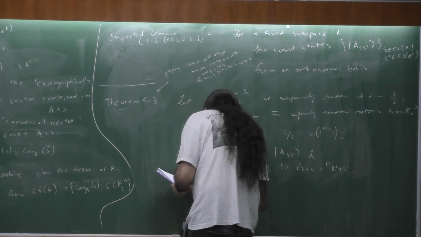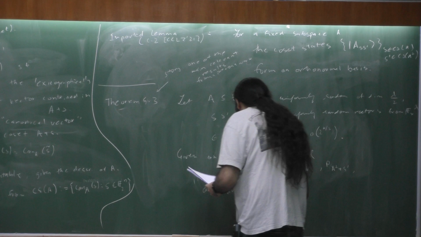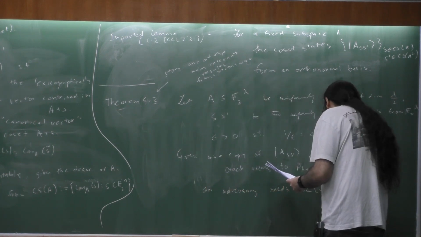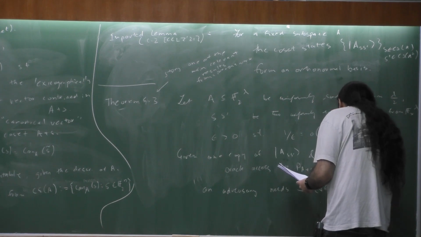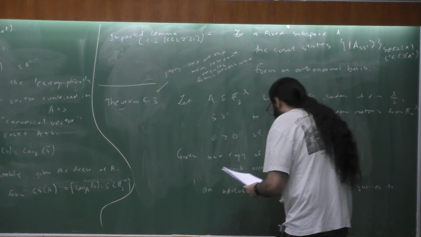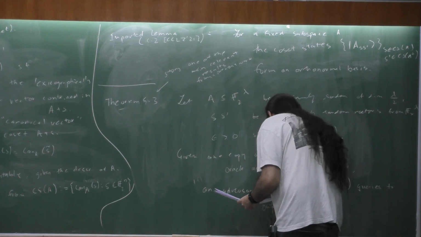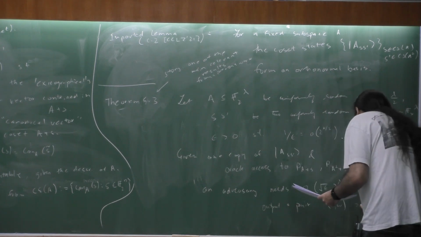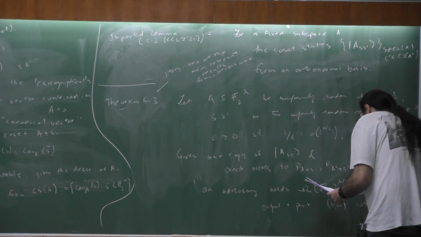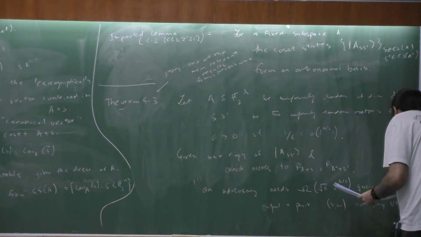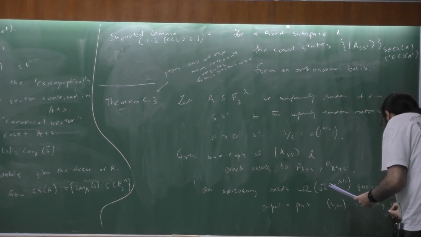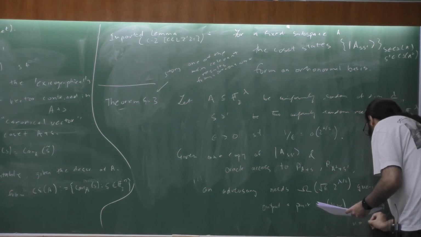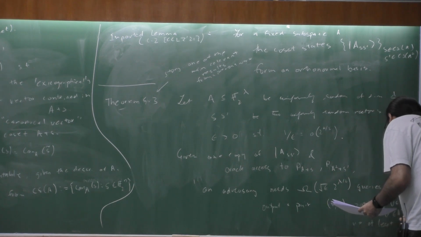So if you're given this, then an adversary needs Omega(root epsilon 2^(lambda/2)) queries to output a pair (V, W) satisfying V belongs to A + S and W belongs to A perp + S', with probability at least epsilon. Okay.